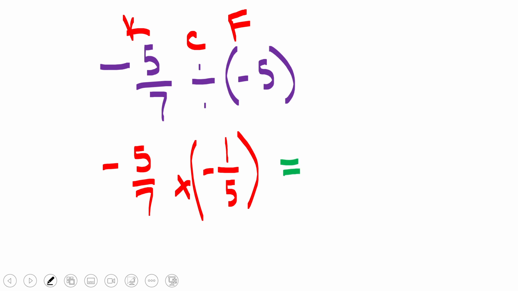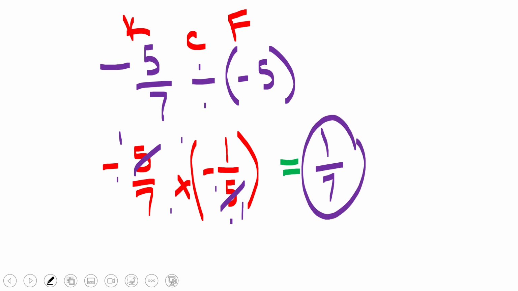Our 5s will cross cancel here. And we have a negative times a negative. And since we cross cancel our 5s, this would really be a 1 now. 5 goes into itself once, both times. We work with our new work. 1 times 1, 1. 7 times 1, 7. We end up with a positive 1/7.